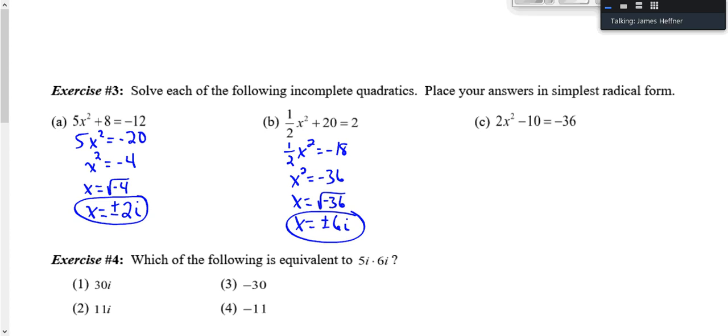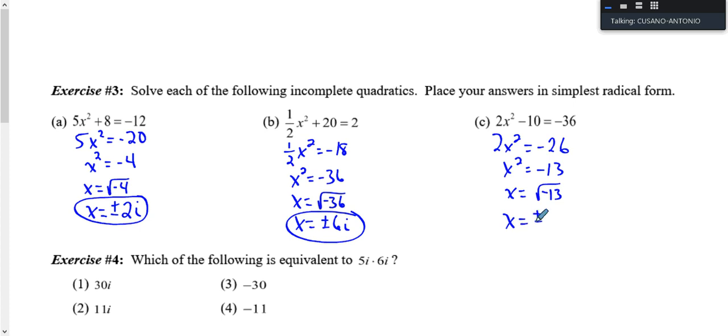Okay, I'll give you a moment on part C. Just run through this real quick. Add 10 to both sides, right? 2x squared equals negative 26, right? Divide by 2, we get x squared equals negative 13, okay? So x is going to equal the square root of negative 13. The only thing that can come out of there is that negative 1 as a what?